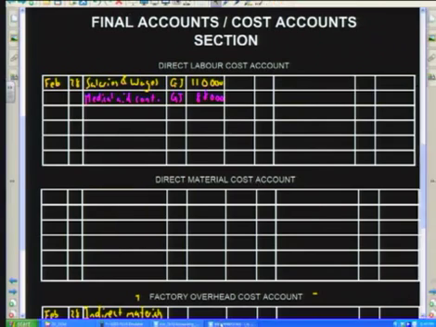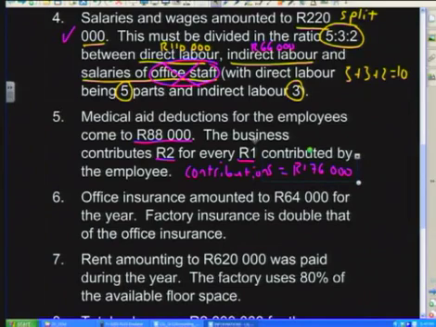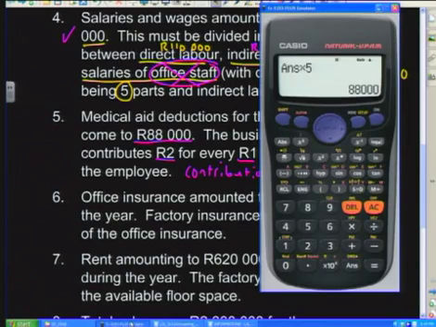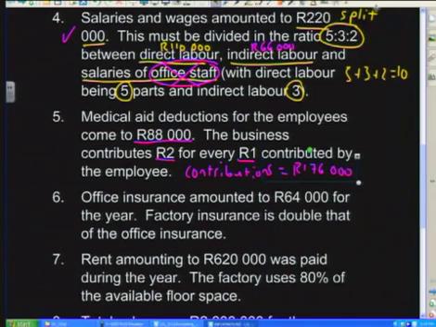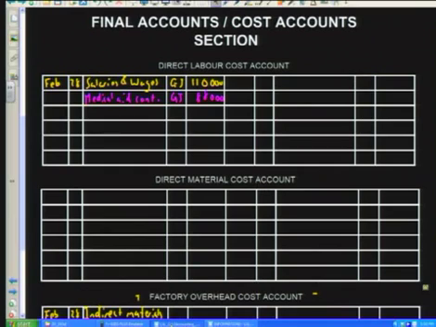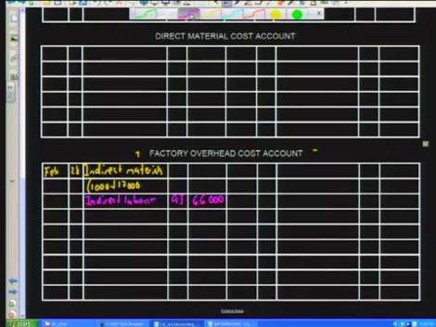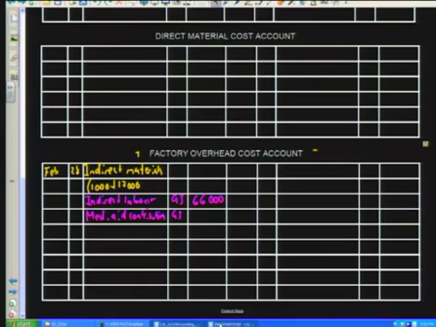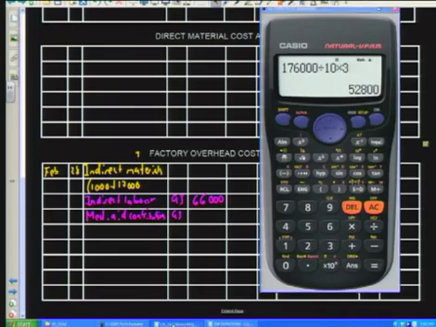If we look back at the information book, let's do the second part of the calculation. We know that the business contributes 2 Rand for every 1 Rand, and we've worked out that our total contributions were 176,000. If we have to calculate the part that belongs to indirect labor, that's going to be quite easy. What we'll do is the same calculation, 176,000, divide it by 10, and then multiply the answer by 3, because 3 parts of that go towards your indirect labor. That answer is 52,800. So once again, we need to go back here to our factory overhead costs, and we're going to put in here medical aid contributions, and that will be from the General Journal, and that's the answer of 52,800 that we've just calculated here on the calculator. So let's stick that in.